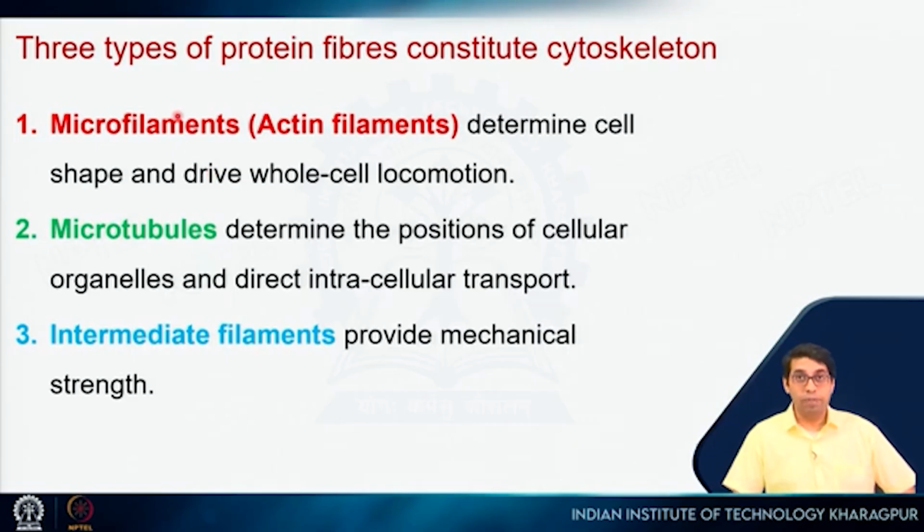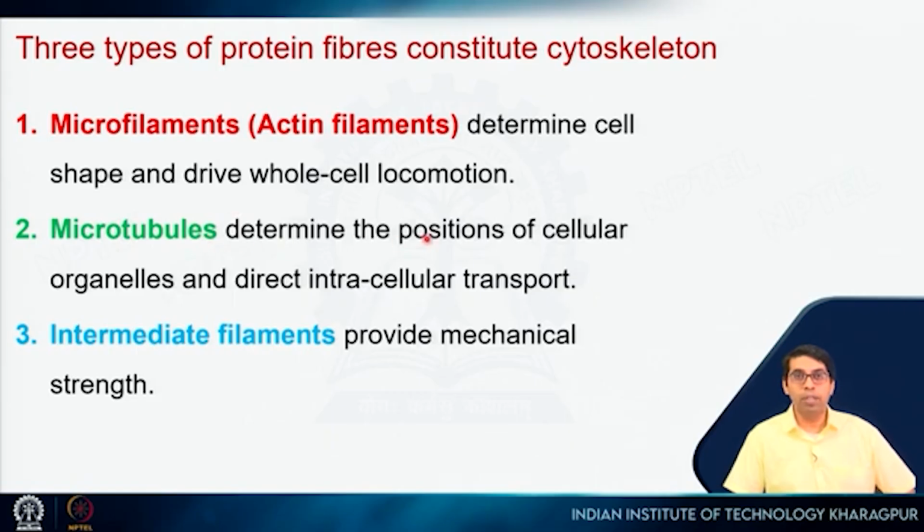So, there are three types of cytoskeleton or protein fibers. The first one is called microfilament. These are also called actin filaments. They determine the cell shape and drive whole cell locomotion. So, the cell can move from one position to another position, maybe to find food, right. So, that cell locomotion is driven by actin filaments.